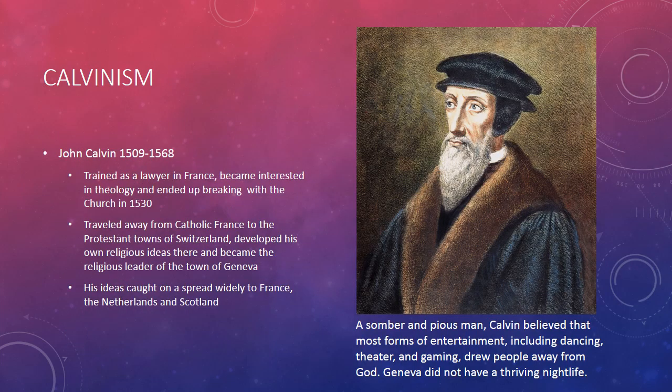Now let's go on to the other main branch of Protestantism known as Calvinism. And it was founded by John Calvin, who lived from 1509 to 1568. And Calvin, like Luther actually, was originally trained as a lawyer. And he grew up in France studying law. But he became interested in theology and actually ended up breaking with the Catholic Church in 1530 because he believed a lot of what the Protestant reformers like Luther were saying was correct. After his conversion, he traveled away from Catholic France into the Protestant towns of Switzerland. And there he developed his own religious ideas, and he became the religious leader of the town of Geneva. His ideas caught on and spread widely, most importantly to France, the Netherlands, and to Scotland.